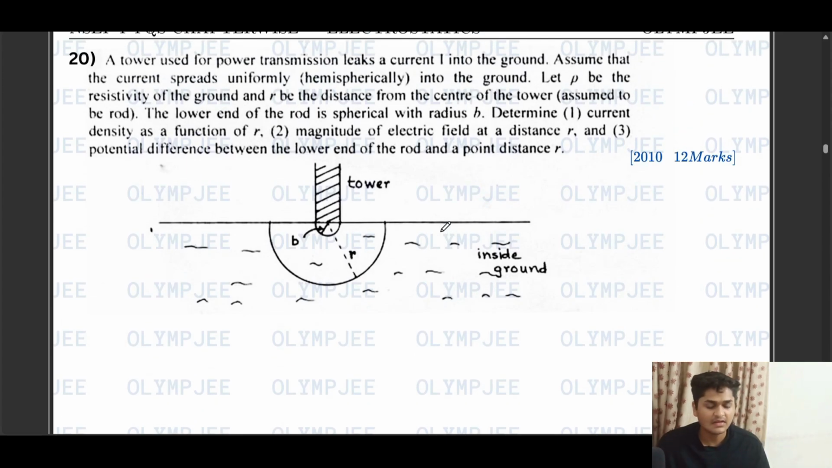Question 20 says, it is a 12 marker question and it is a bit tricky. A tower used for power transmission leaks a current I into the ground. Assume that the current spreads uniformly into the ground. Let rho be the resistivity of the ground and r be the distance from the center of the tower assumed to be a rod. The lower end of the rod is spherical with radius b. So first we need to determine the current density as a function of r.